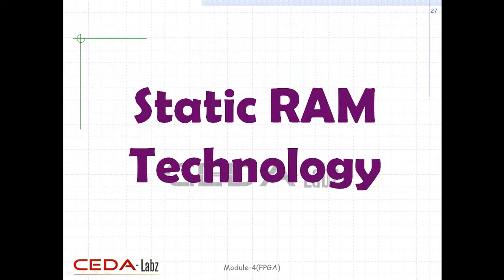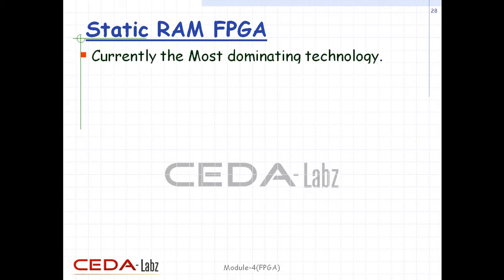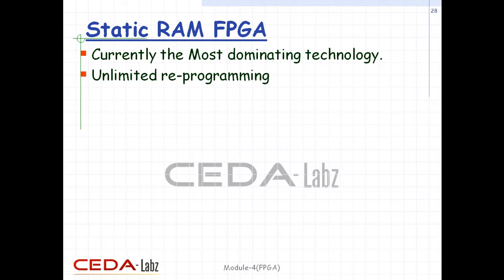Now we will discuss our next technology, that is, static RAM technology. Static RAM FPGA, or we can say SRAM-based FPGA. This is the most widely used FPGA technology all over the world. In this type of FPGA, there is unlimited programming, that is, the FPGA can be reprogrammed again and again. This is the main advantage of this technology.